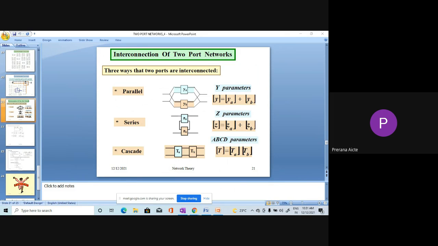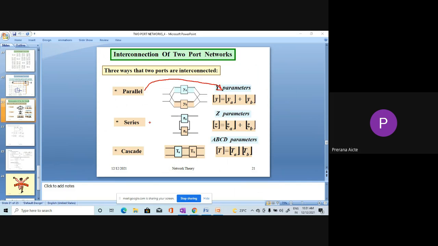The interconnection of two-port networks is also important for competitive examinations. Try to have a look at how the networks are connected in an interconnection manner. If two networks are connected in parallel, we can say YA, YB here. So you add these two parameter networks. Y is equal to YA plus YB. Why? Because they are admittances. So in parallel, this is the formula you need to note down.